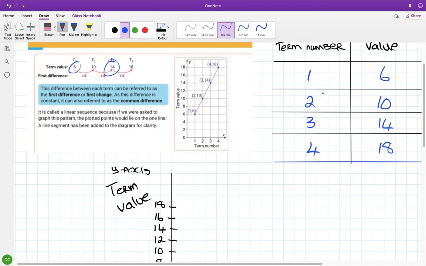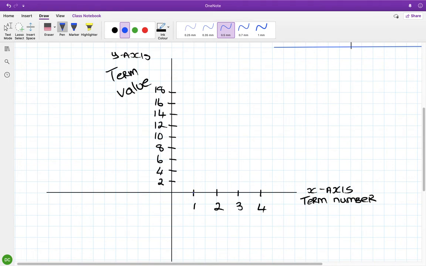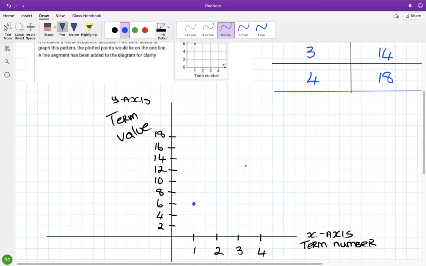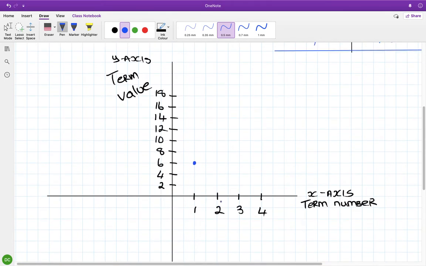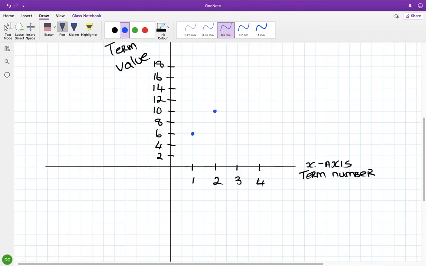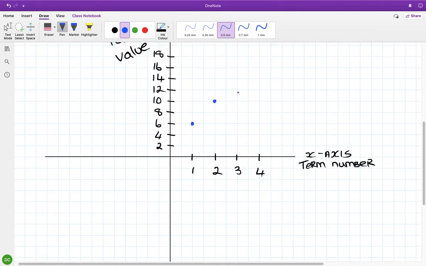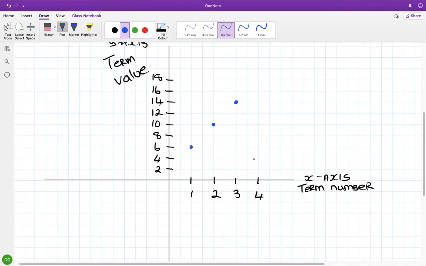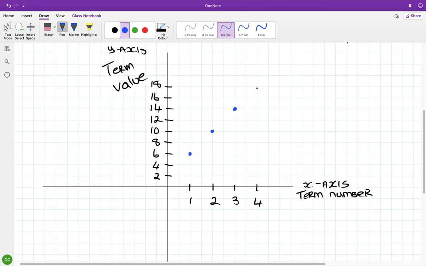So the first term is 6. I go to term number 1, I follow the line up until I get to 6, and then I put down my dot. Term number 2 is 10, so I go to term number 2, follow the line up, and get to 10. Term number 3 then is 14, and term number 4 is 18.